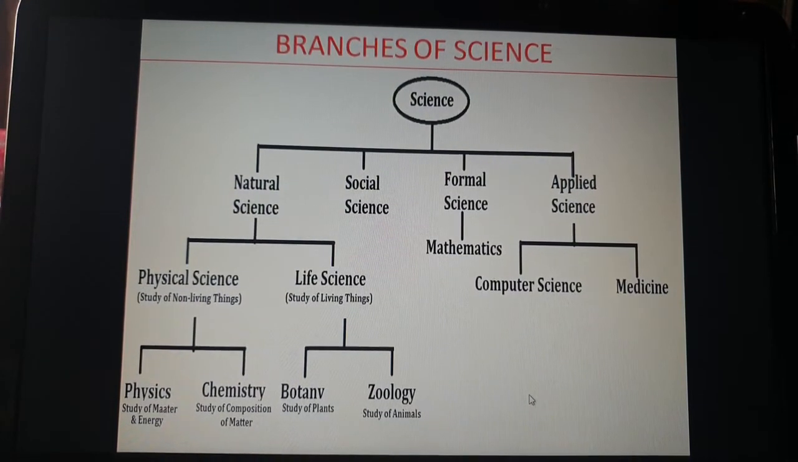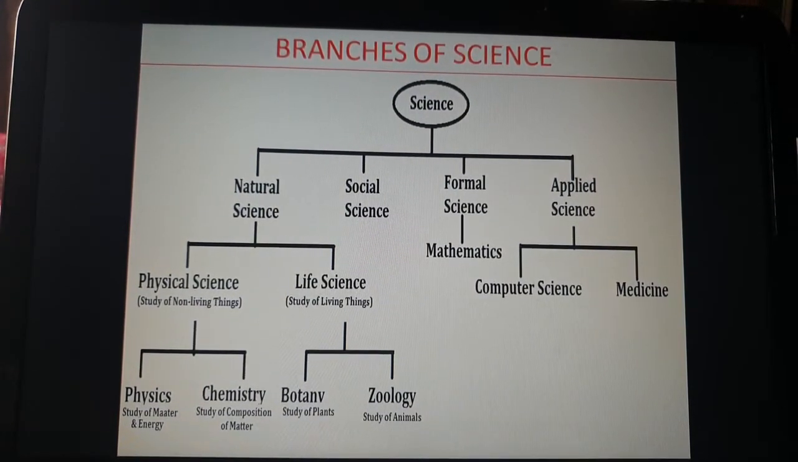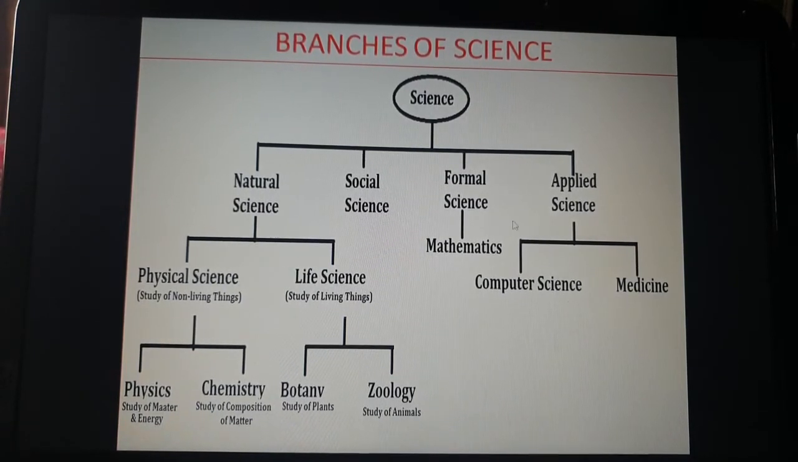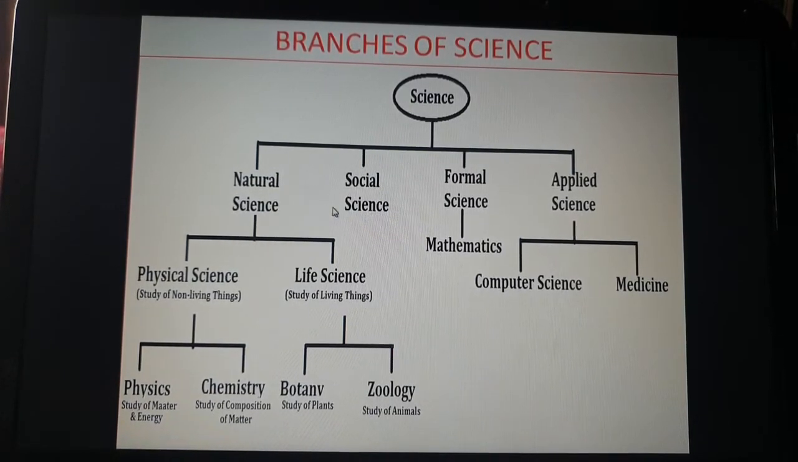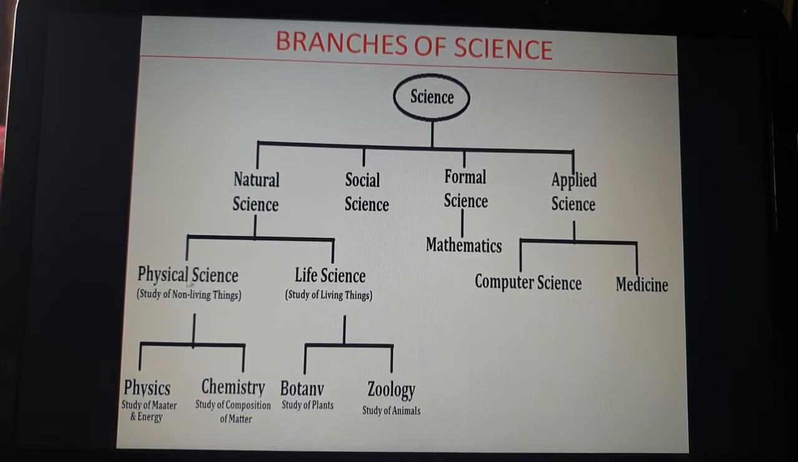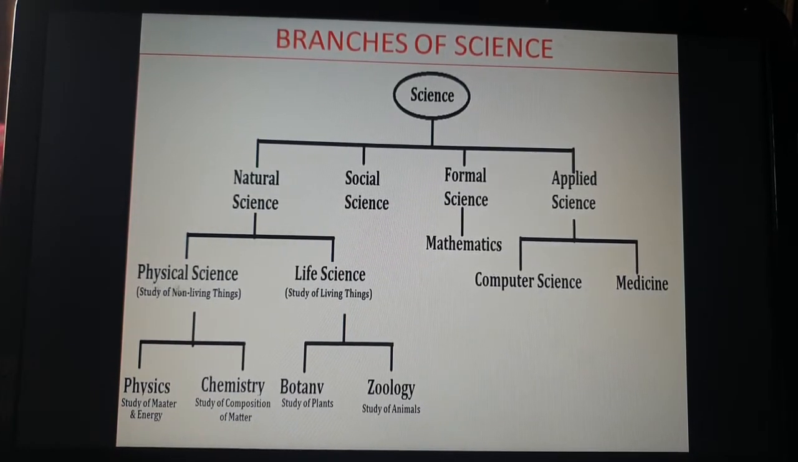Now, let us know how many branches there are in science. As you see in this complete chart, science is classified into four different branches. The first branch we shall study is natural science. Second is social science. Third is formal science. And the fourth is applied science. Natural science is again subdivided into two different branches, physical science and life science.